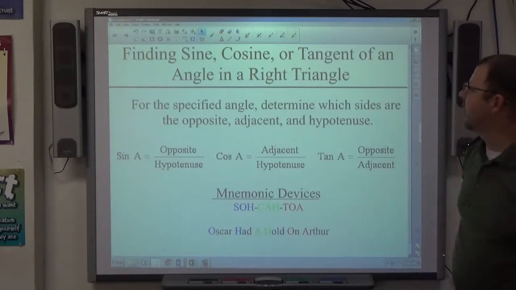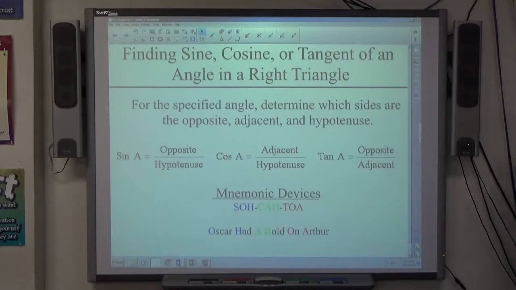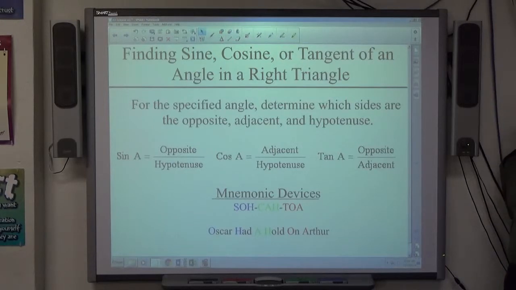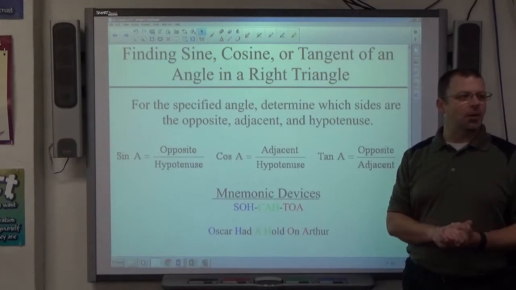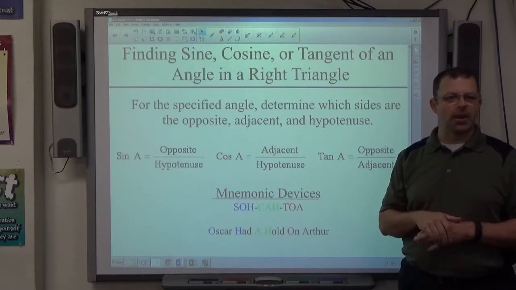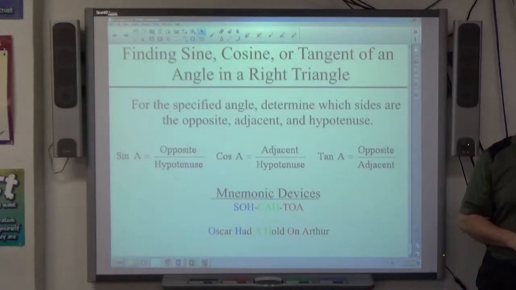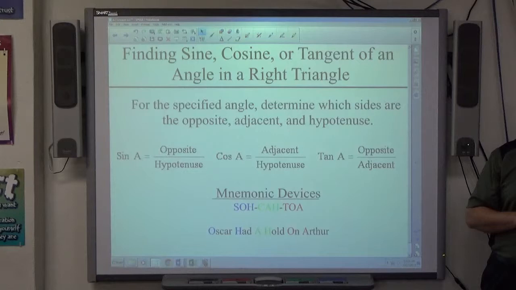All right, finding sine, cosine, and tangent of an angle in a right triangle. Now, let me just real quick give you a quick talk about trigonometry. The word trigonometry is the mathematical study of triangles. That's what trigonometry is. And there's all kinds of stuff you can do with triangles. It's great stuff. But the main thing that I want to get across to you right this second, in this area of the book, is right triangle trigonometry.